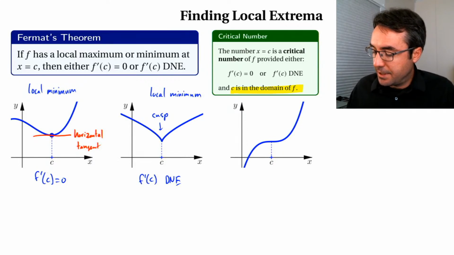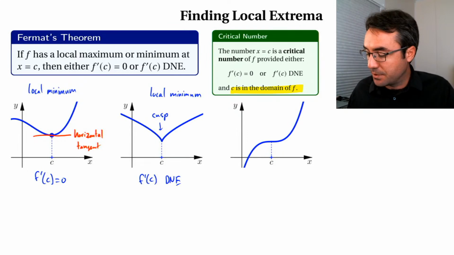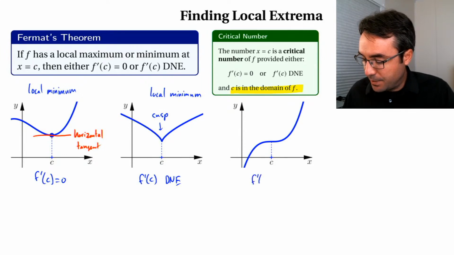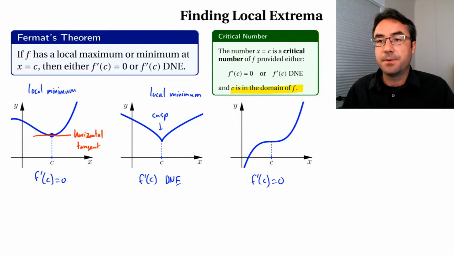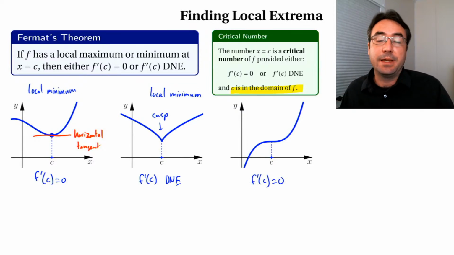Now, unfortunately, knowing that f prime is equal to 0 or f prime does not exist is not enough to guarantee a max or a min. And that's what we're seeing in this third case here. This is an example where the graph does flatten out, so the derivative is equal to 0, but it's neither a max nor a min.